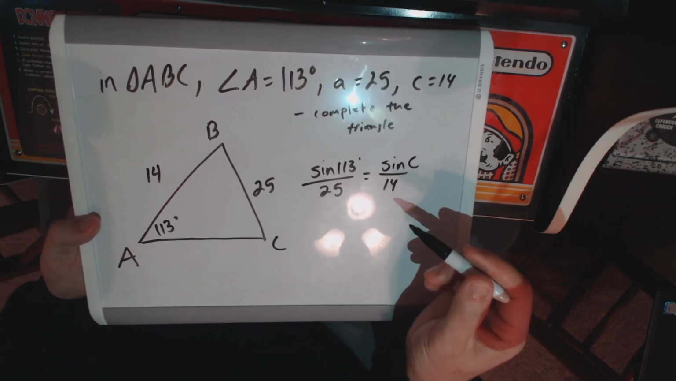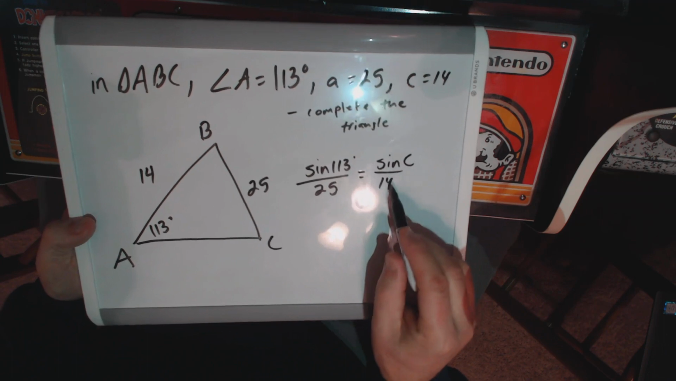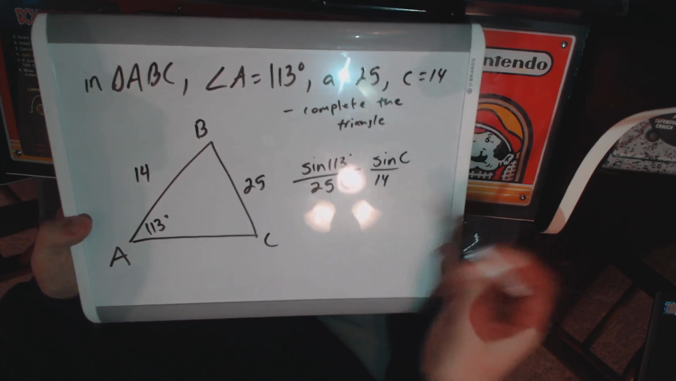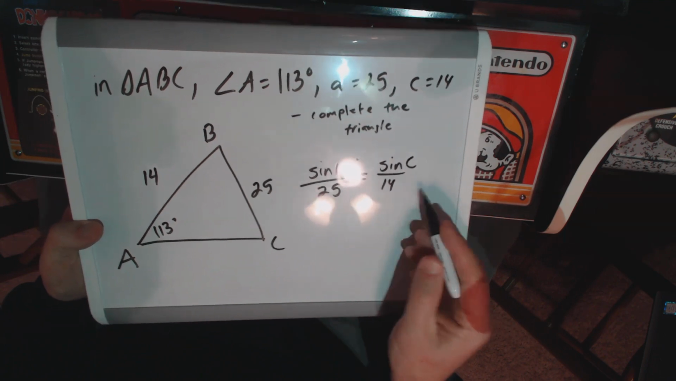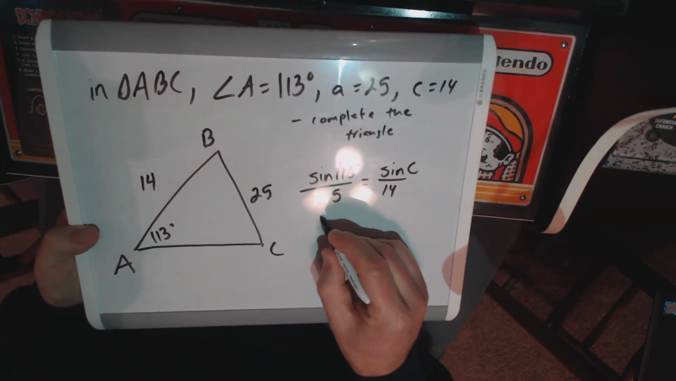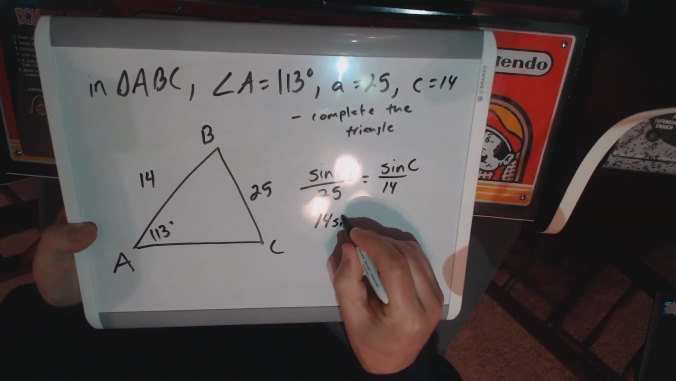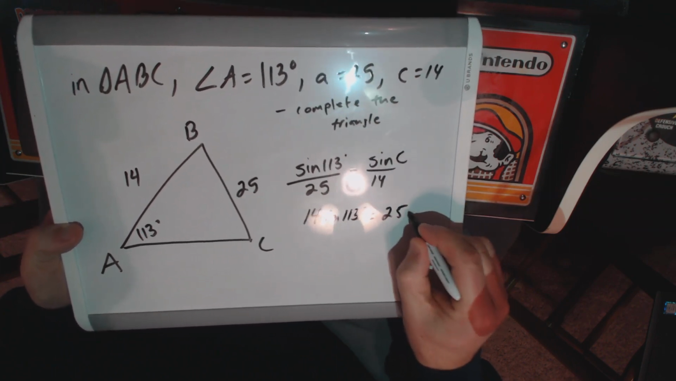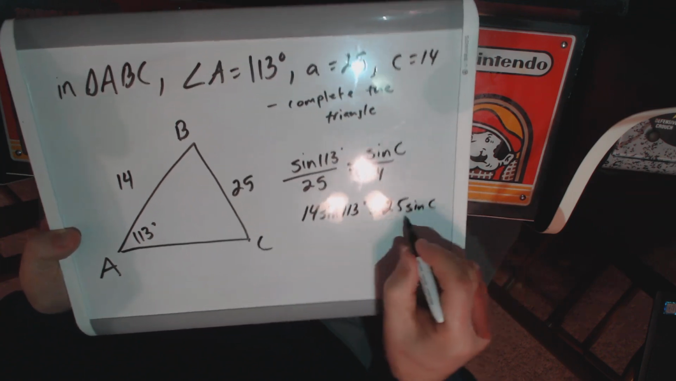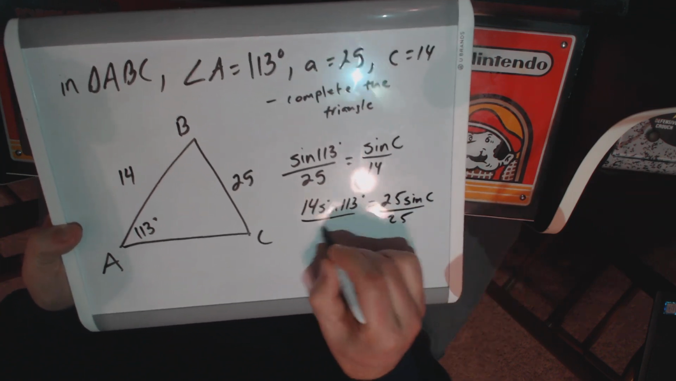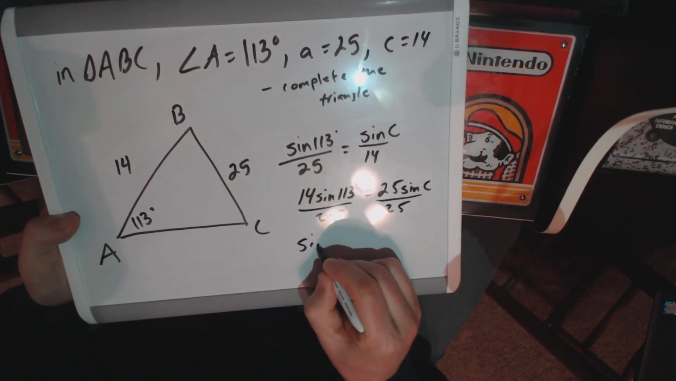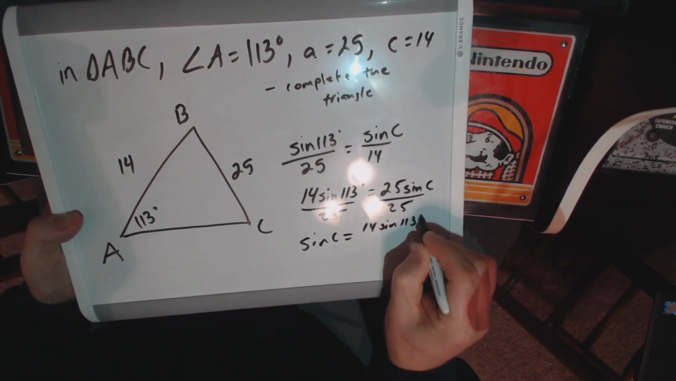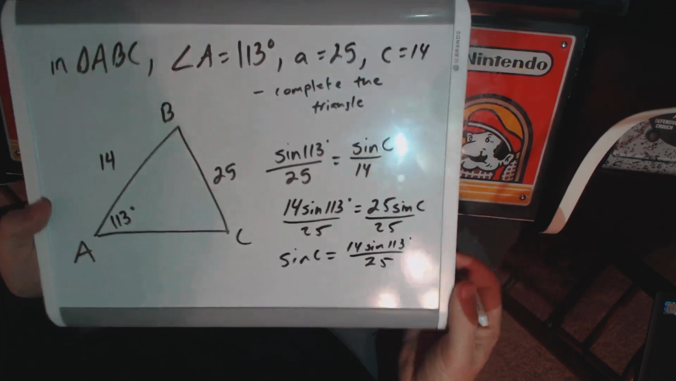I'm going to do the same thing I did yesterday: cross multiply and do a little algebra. Basically, here's what you get: 14 sine 113 equals 25 sine C, and all you have to do is divide both sides by 25. So you have sine C equals 14 sine 113 over 25.